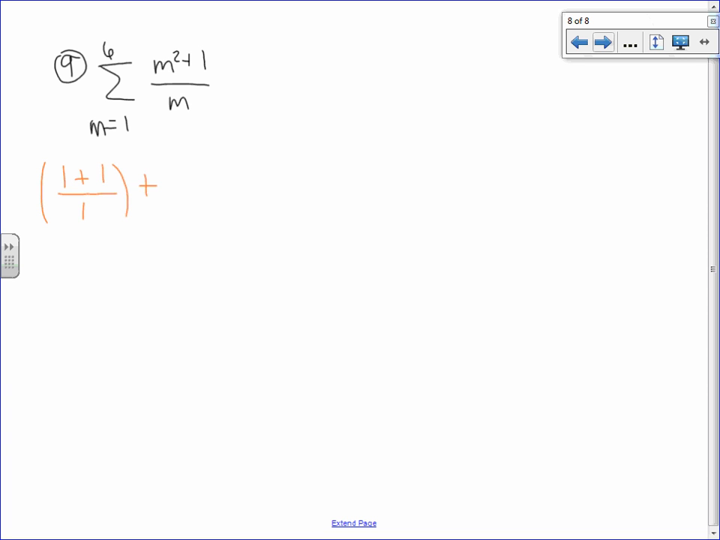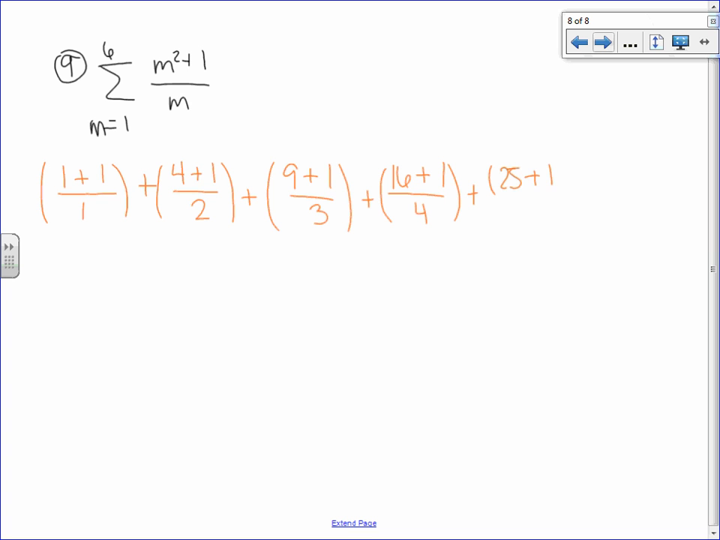Next, I have to plug in 2. 2 squared is 4, so that's going to be 4 plus 1 over 2. Next, I'm going to plug in 3. 3 squared is 9 plus 1 over 3. Next, I have to plug in 4. 4 squared is 16 plus 1 over 4. Next, I have to plug in 5. 5 squared is 25 plus 1 over 5. Next, I have to plug in 6. 6 squared is 36 plus 1 all over 6. And I'm done. All right, my upper bound was 6. That tells me where to stop.